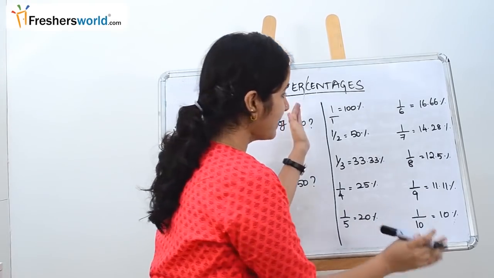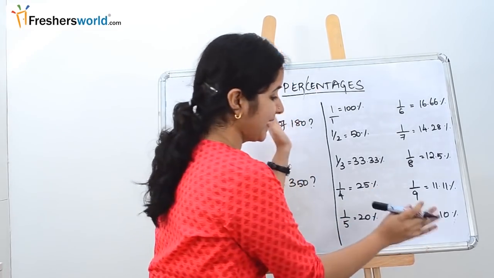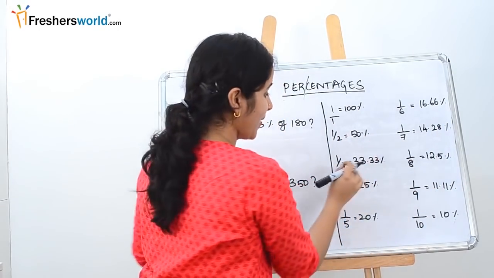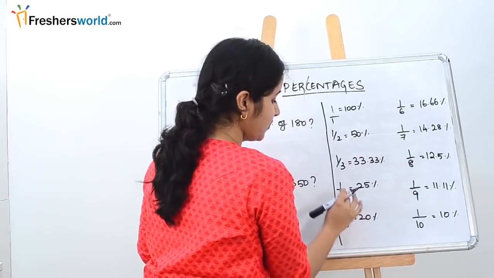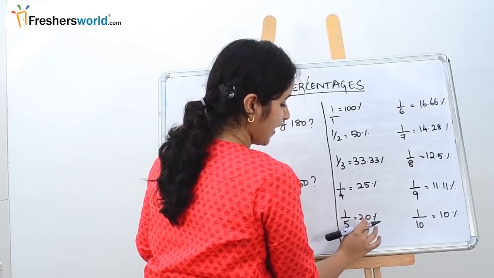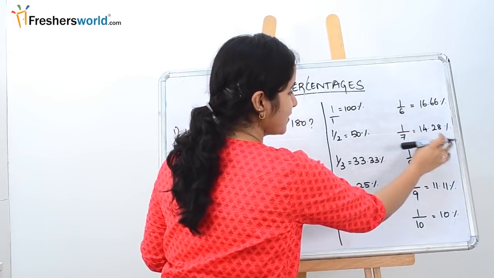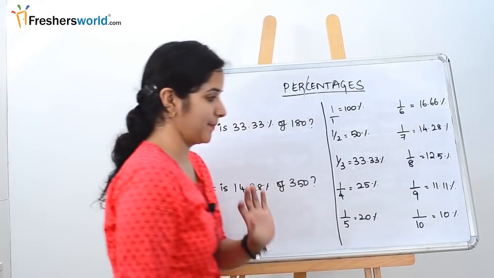You should first memorize it from 1 by 1 to 1 by 10. So 1 by 1 is nothing but 100%, 1 by 2 is 50%, 1 by 3 is 33.33%, 1 by 4 is 25%, 1 by 5 is 20%, 1 by 6 is 16.66%, 1 by 7 is 14.28%, and so on till 1 by 10.